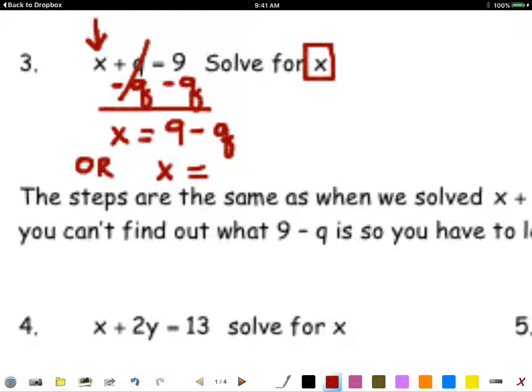Yes, ma'am. That is a minus q. That's a negative q, right? And that 9 is a positive 9. So another way we could write this is negative q plus 9. And I want you to have it, in your notes, I want you to have it both ways.